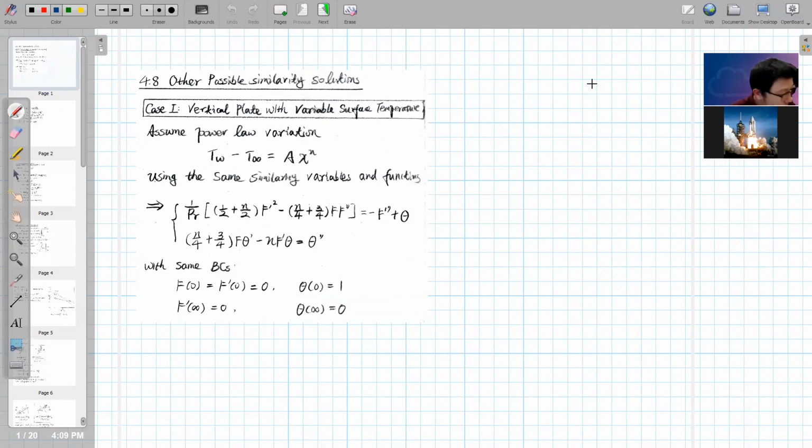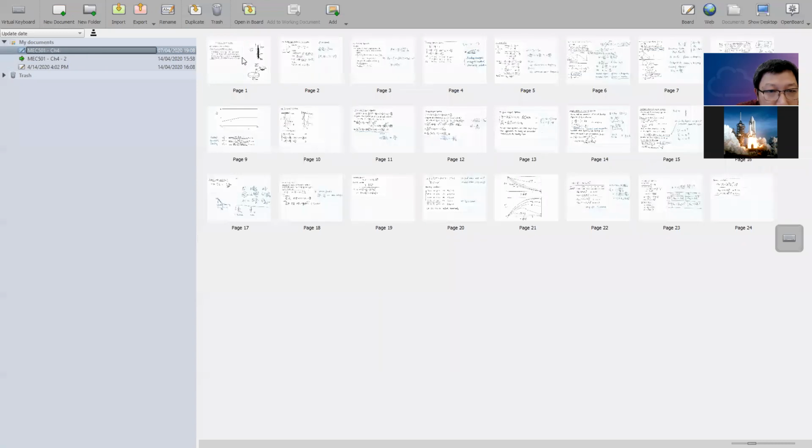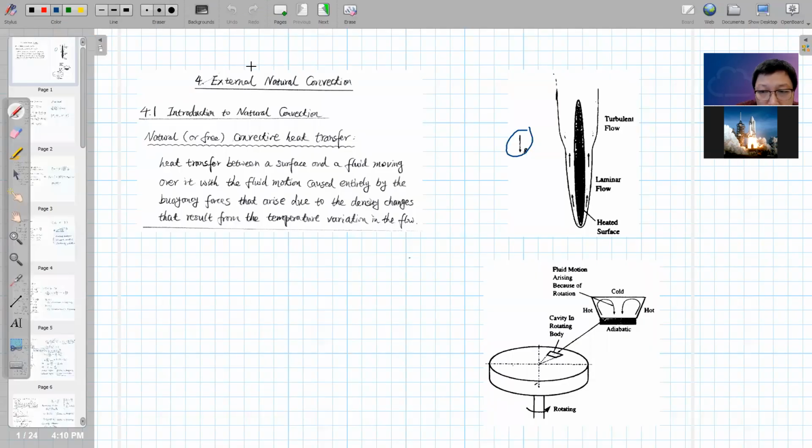Okay, so in today's lecture, we are going to finish the remaining part of chapter 4, which is external natural convection. In the last class, we introduced what natural convection is and its governing equations. One advantage of this online class is that we can quickly review what we did in the last class. So this is a note from the last class.